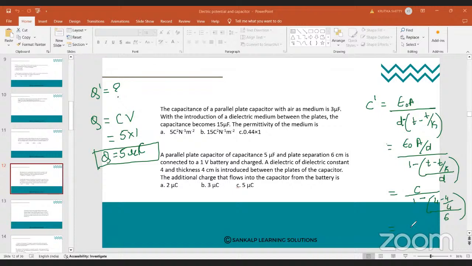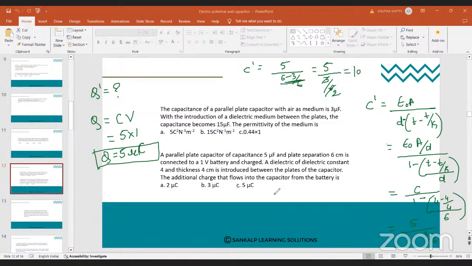So C value is 5, as given, divided by 1 minus. So this is 4 by 4 is 1. 4 minus 1 is 3. Therefore, it is 3 divided by 6. The further steps, C dash is equal to 5 divided by 6 minus 3 by 6, whole divided by 6. So 6 minus 3 is 3 by 6. So 3 by 6, 3 ones are 3, 3 twos are 6. So 5 twos are 10. So C dash is equal to 10. Okay. So therefore the C dash value is 10.